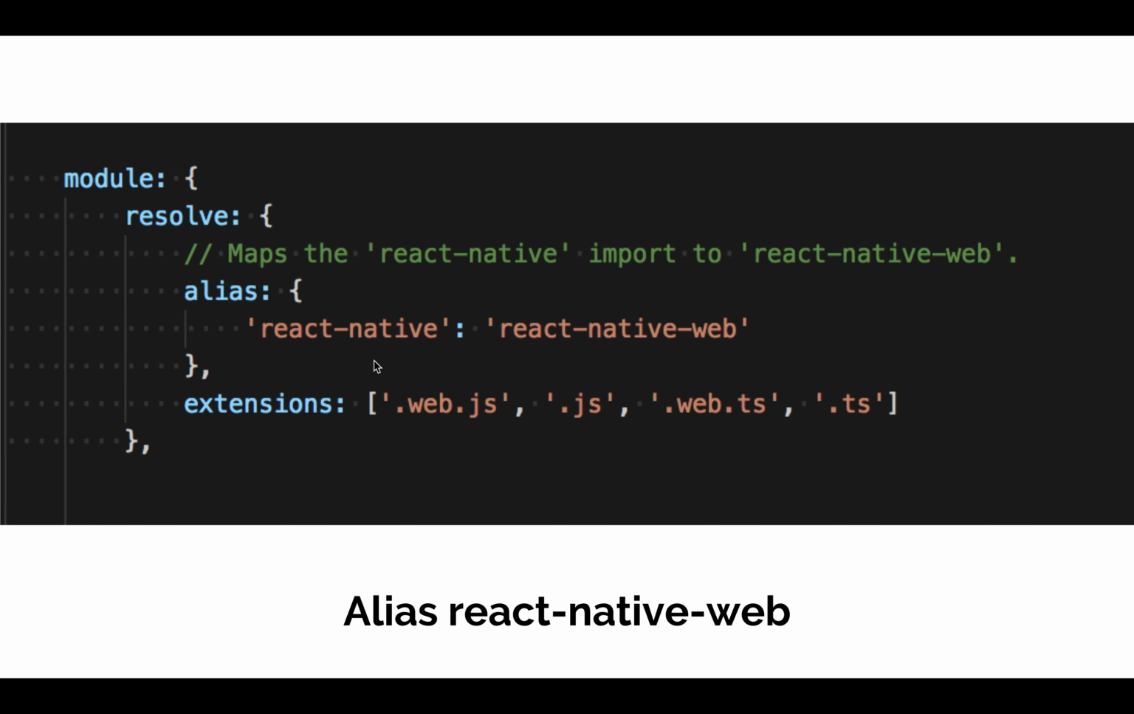So what it essentially does is it maps the React Native imports and converts them into React Native Web during build time when we are working on the web platform. So that's it. 3 lines of code and your React Native code starts running on web.